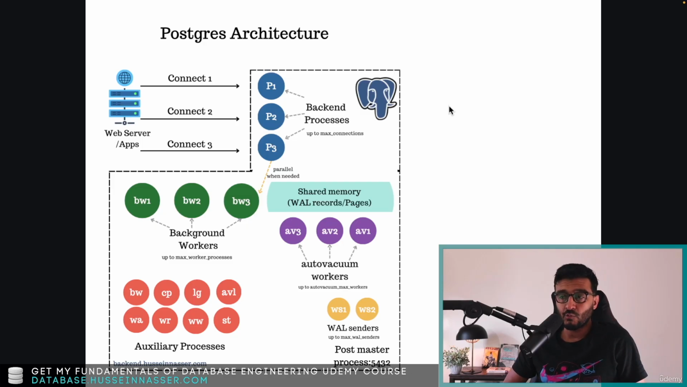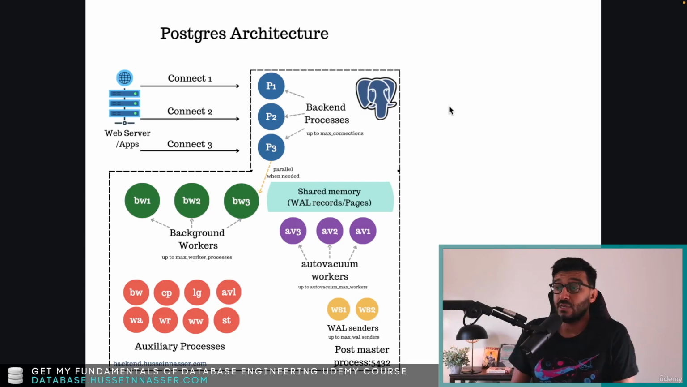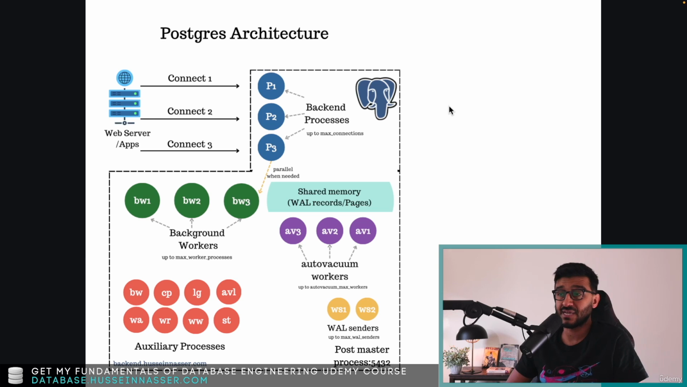Then there are the background workers, and there is a list of auxiliary processes, a list of standby processes that are used for maintenance and things like that. We're going to go through them. The autovacuum workers, the WAL senders. That's basically a summary. We're going to go through each one of these.